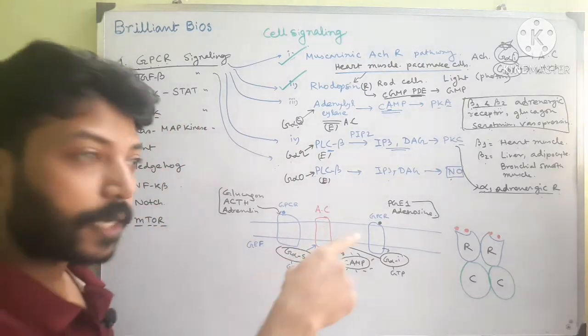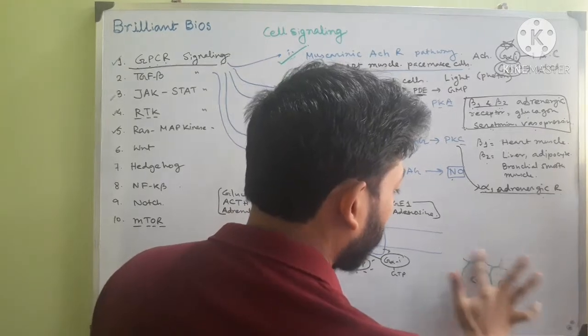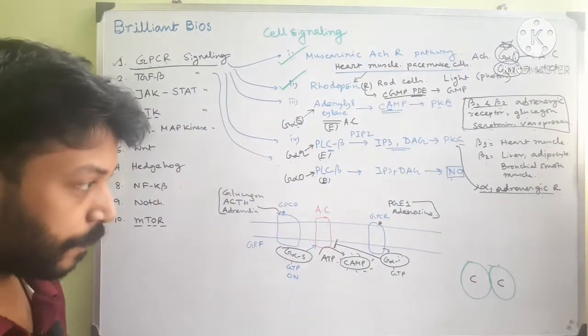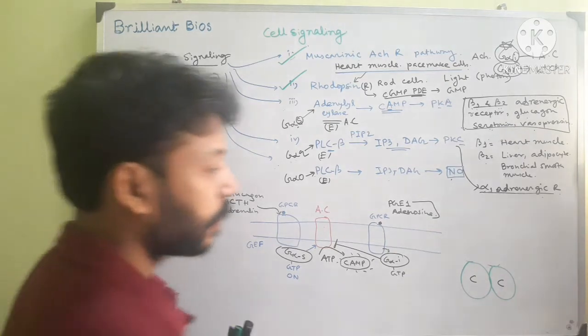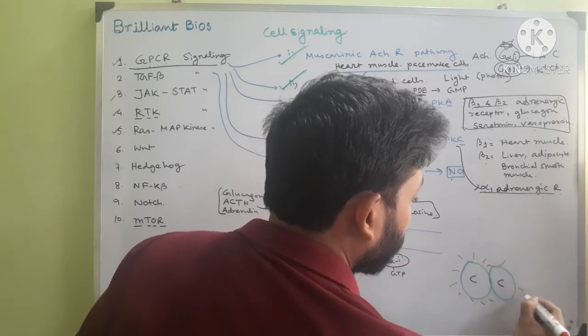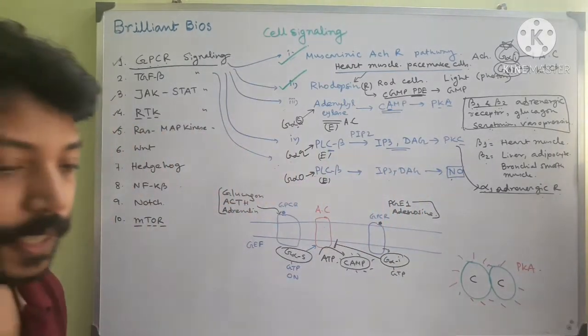When it binds with the R subunits, it changes conformation. It can no longer bind with the C catalytic subunit. So the catalytic subunit is released and becomes active. Now how this catalytic subunit of the PKA functions, I will show you.